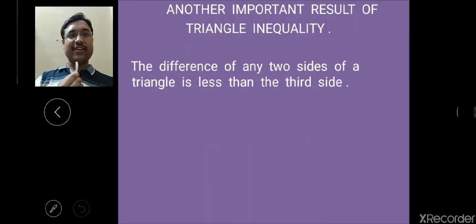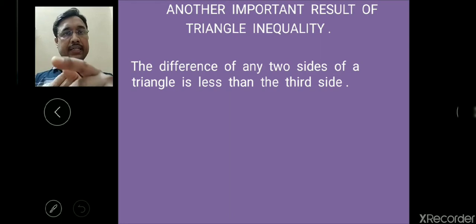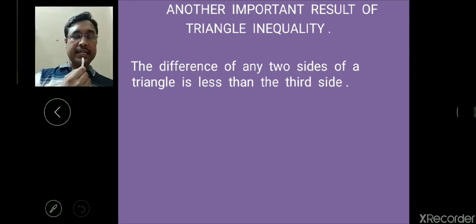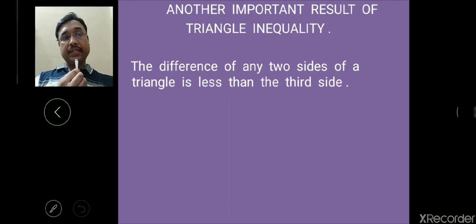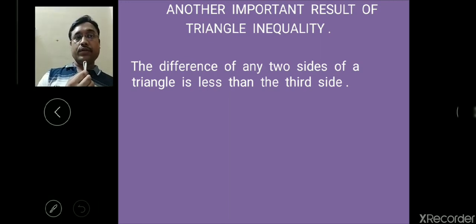So next class I will explain another important result of triangle inequality, that is, the difference of any two sides of a triangle is less than the third side. This I will explain. You have seen that the sum of two sides is greater than the third side, but here the difference of any two given sides of the triangle is less than the third side.